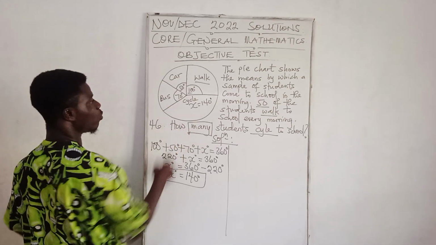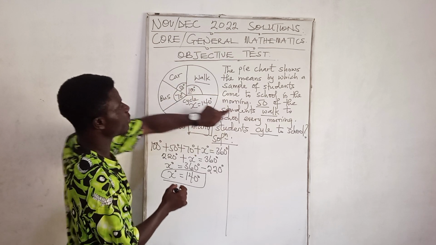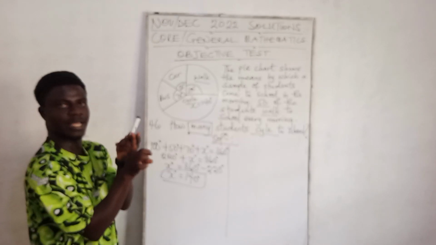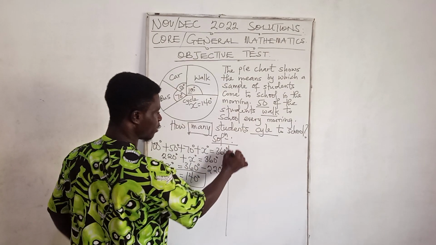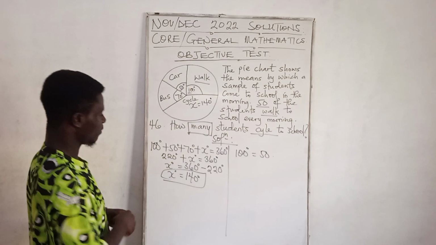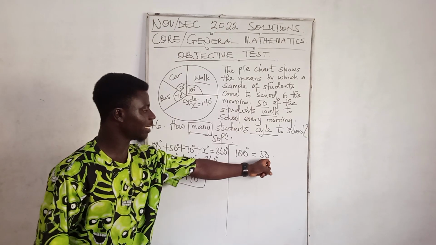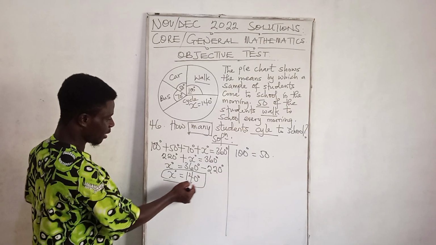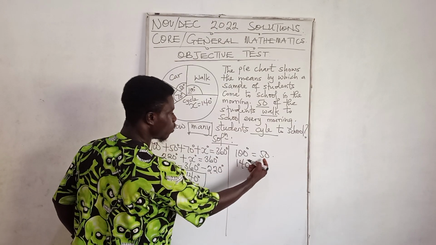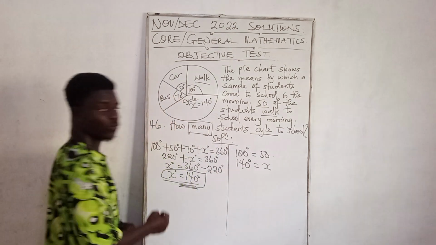And we know the angle for walk is 100 degrees. So this 100 degrees must be equal to 50, because there's the number and there's the angle. Walk equals walk. So 100 degrees equals 50. Then we are looking for the number of students who cycle. We know this one is the number and this is the angle. The angle for cycle is 140 degrees, which must be equal to the number we are looking for.